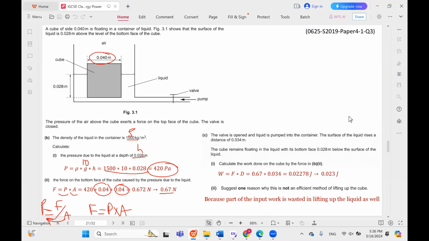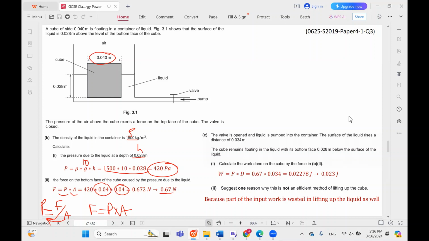The valve is opened and liquid is pumped into the container. The surface of the liquid rises a distance of 0.034. The cube remains floating in the liquid with its bottom face 0.028 below the surface of the liquid. Calculate the work done on the cube by the force in B(ii).